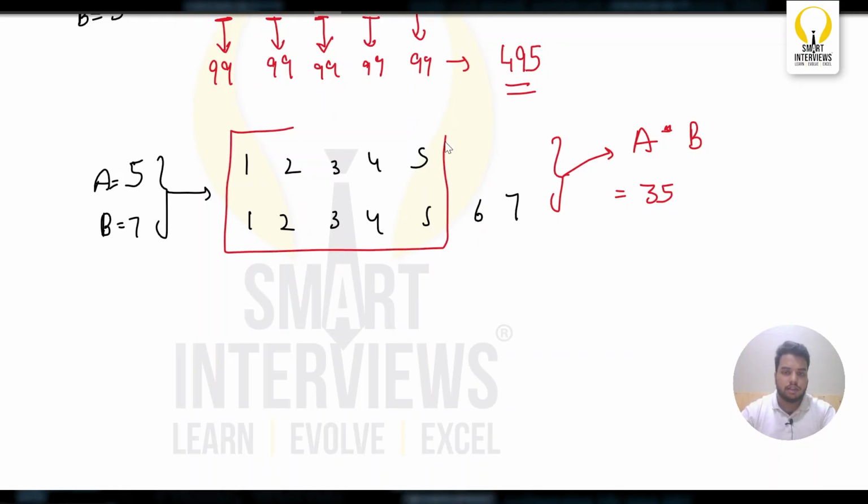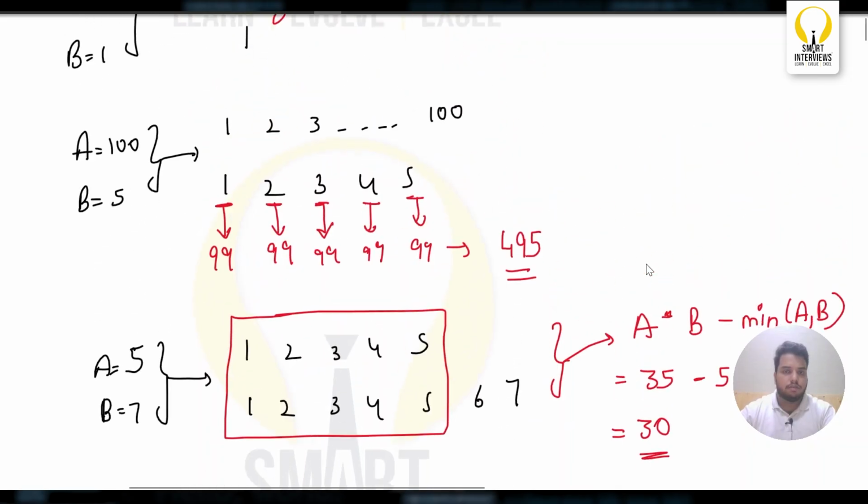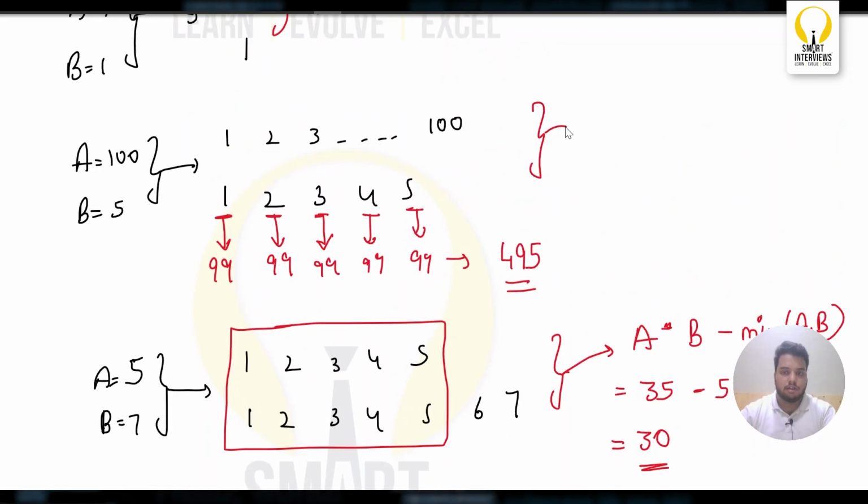Can I say these can be common? 1, 1, 2, 2, 3, 3, 4, 4. So I can say minus of min of A, B, which comes out to be 5. So 30 combinations are possible. You can also check with this. Here the total combinations are 100 into 5, which is 500. 500 minus minimum of 100, 5, which is nothing but 495.